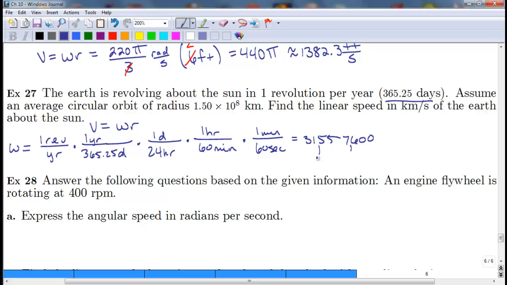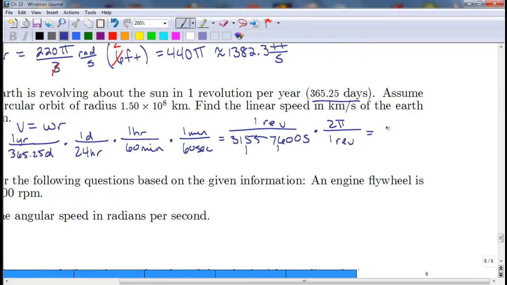So 31,557,600. And this is the denominator. So 1 revolution per that many seconds. So the one thing that we forgot about is that we need to convert this then to radians. So we need to convert the revolution. So 1 revolution is 2 pi. So this ends up being 2 pi over our 31,557,600 seconds.